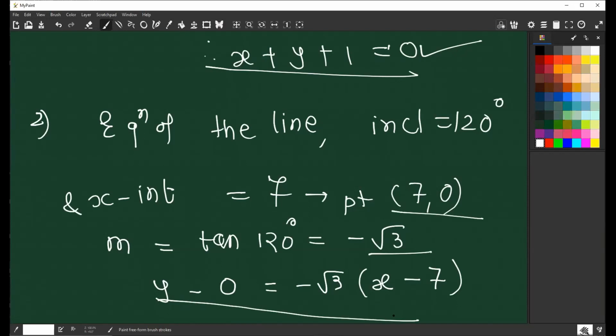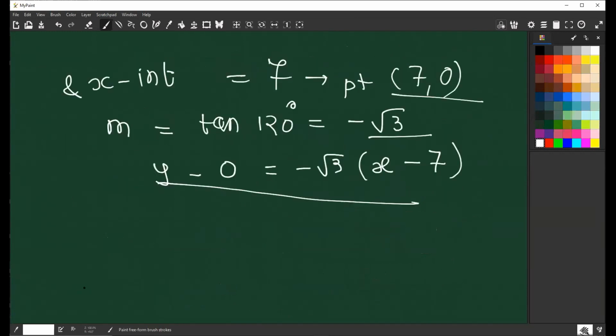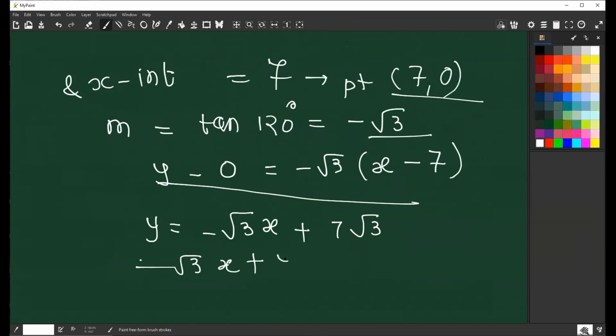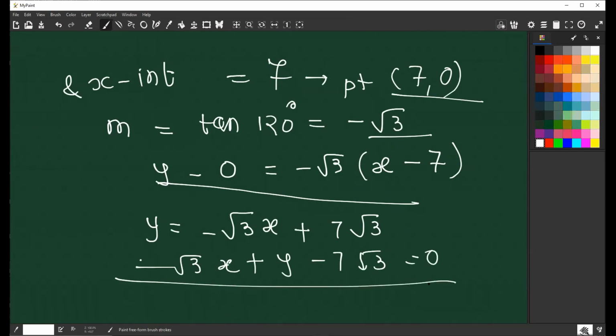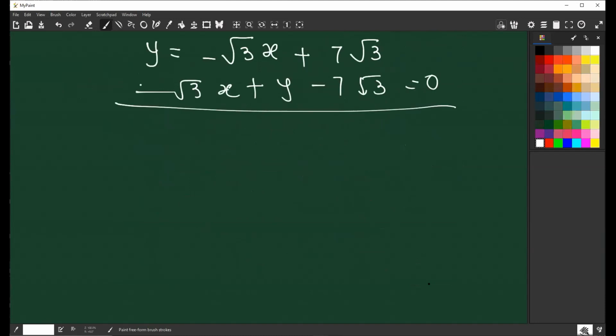Is that clear? Everybody clear? You want me to solve this further? This y is minus root 3x, 7√3. So you can take it in the other form, root 3x plus y. This is not required. This I'm just showing you in case. But I think this everybody can do it. Right? Okay.